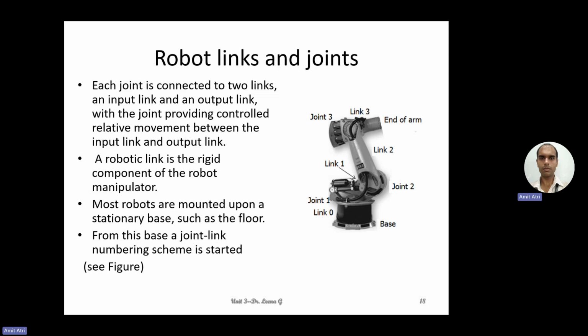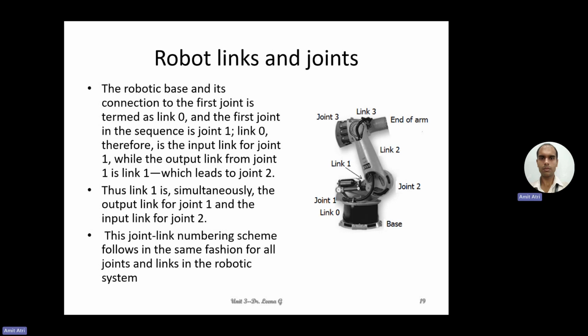A robot link is the rigid component of the robot manipulator. Rigid, it has to be very strong. Most robots are mounted upon a stationary base such as the floor. Not necessarily the floor, but commonly we can call it that. From this base, the joint and link sequence starts. This is being indicated in the figure.